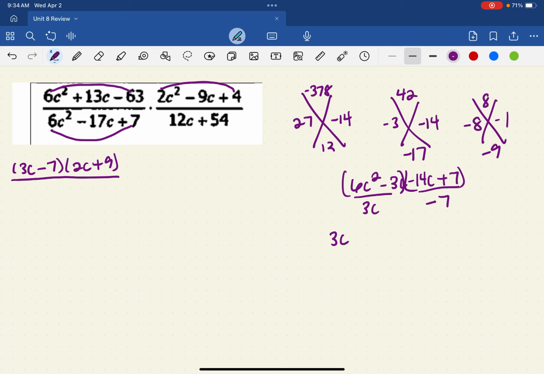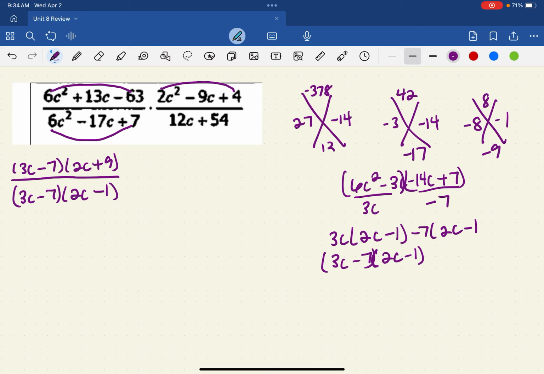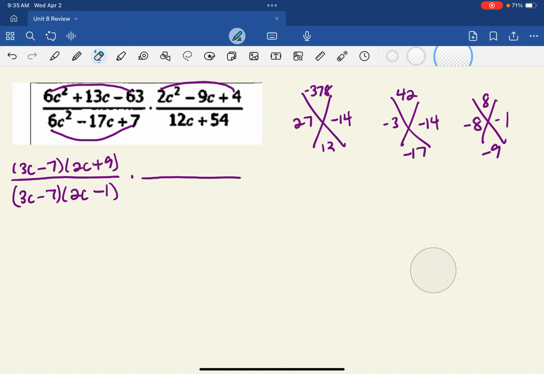So 3c. 6c squared divided by 3c is 2c. Negative 3c divided by 3c is negative 1. Negative 7. Negative 14c divided by negative 7 is 2c. 7 divided by negative 7 is negative 1. So I've got 3c minus 7 and 2c minus 1. And that goes right here on the bottom. Okay, multiply. We've got our next one. Again, I'm going to go ahead and erase this so I have some space to do my next one.